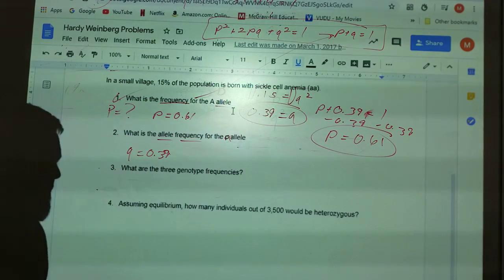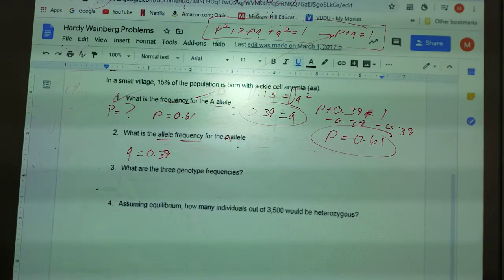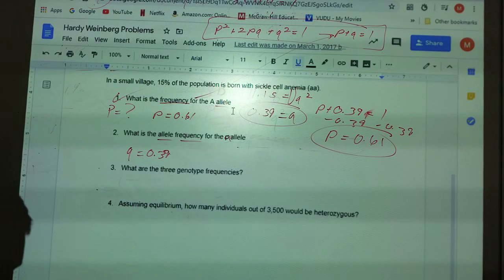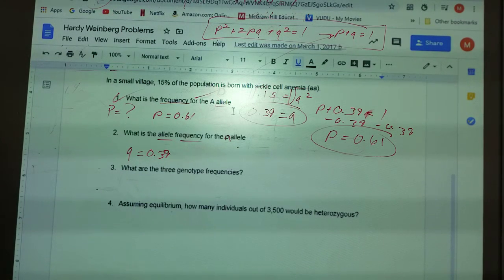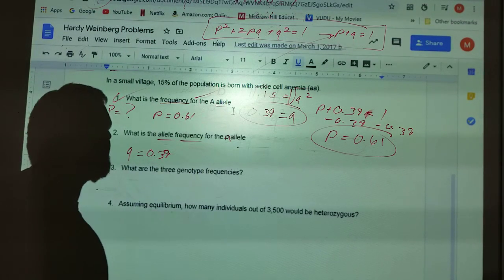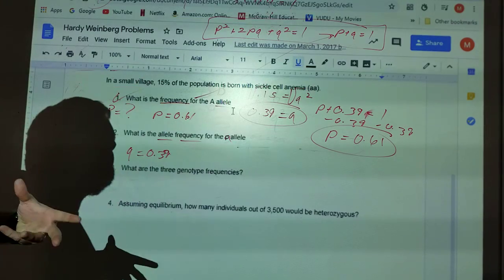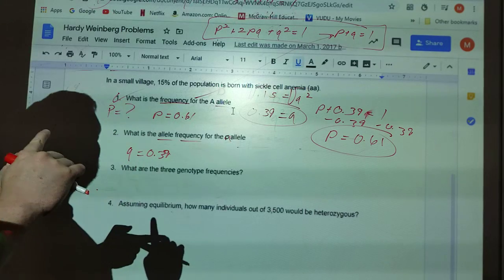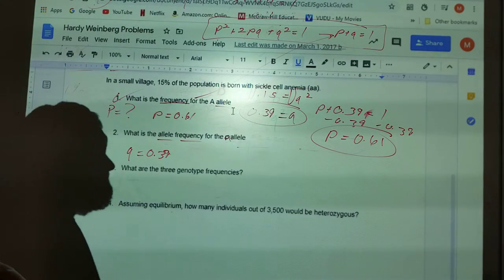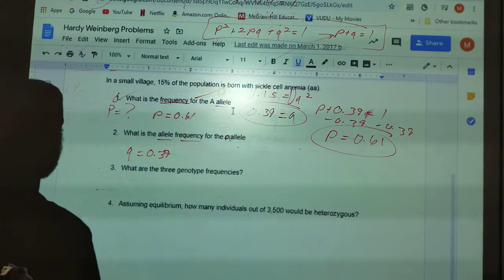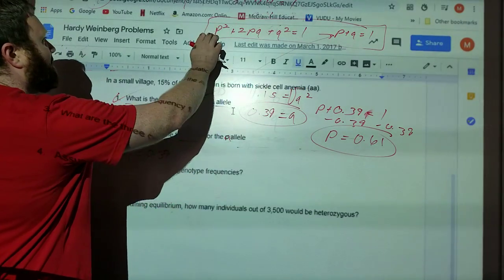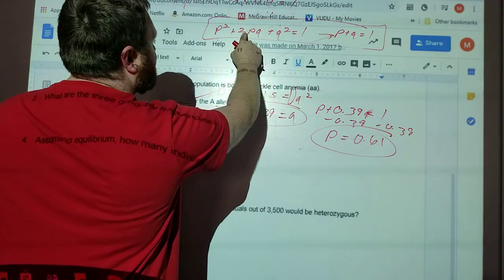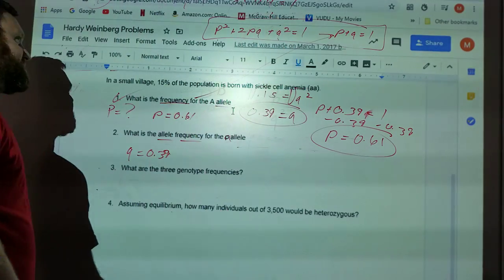Now it says, what are the 3 genotype frequencies? This question is not messing around. It wants to know all 3 genotypes. For those of you going, I don't understand what it's asking, it's asking for the 3 genotypes that are possible. For any Mendelian trait, you can have a homozygous dominant, a homozygous recessive, and a heterozygous individual. It wants to know all of these. Luckily, those are represented right here. p squared is the homozygous dominant, 2pq is the heterozygous, and q squared is the homozygous recessive.